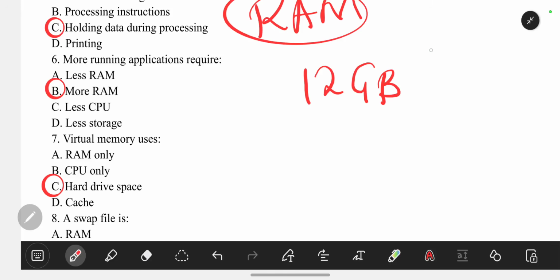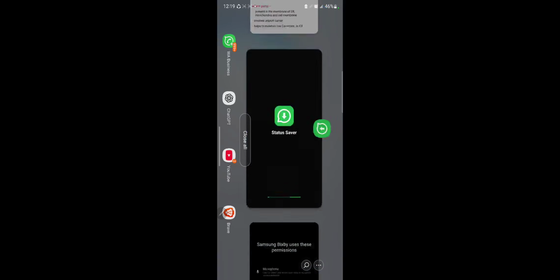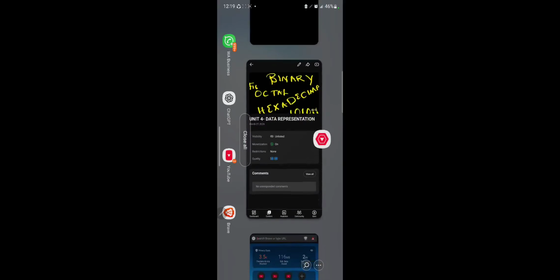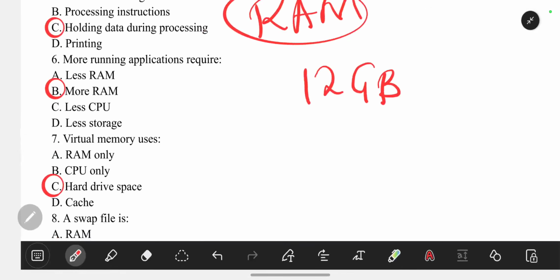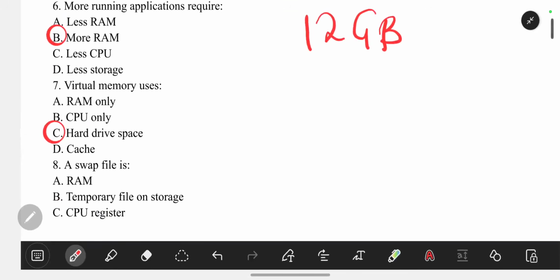So as you saw, all this is operating in the background, but it's not making my computer slow. So this is RAM. Now, what is virtual memory? As you can see, all these are running in the background, but the computer is not slowing down. So now virtual memory comes in.